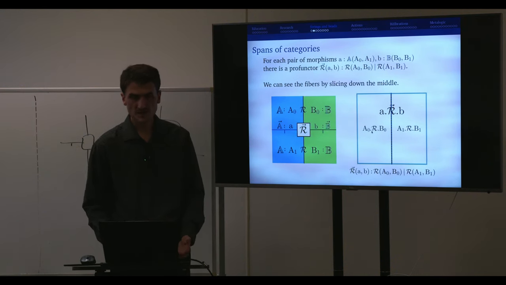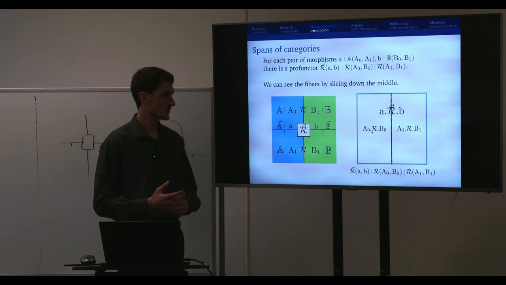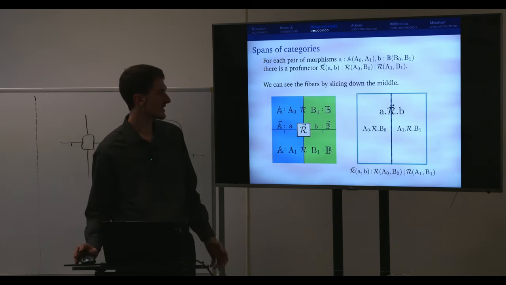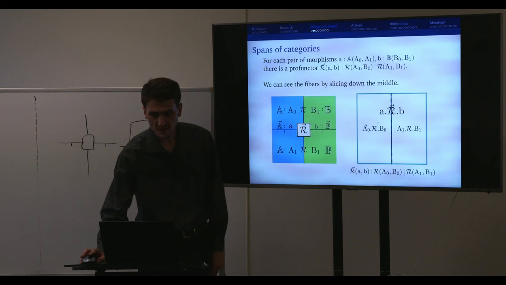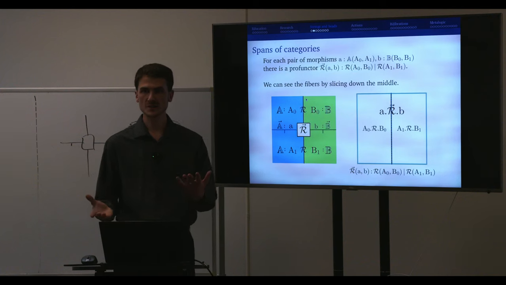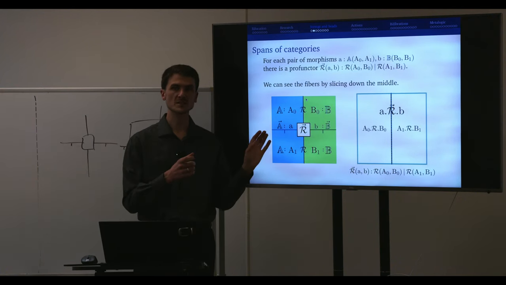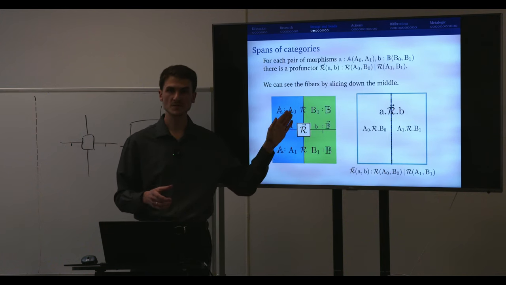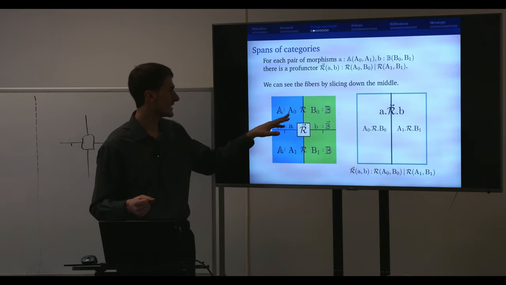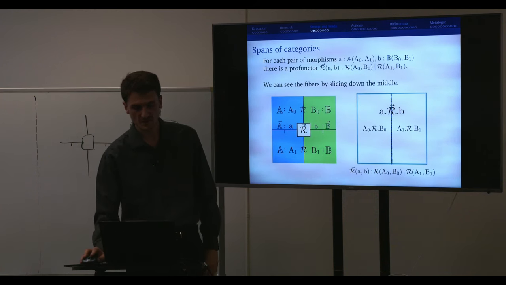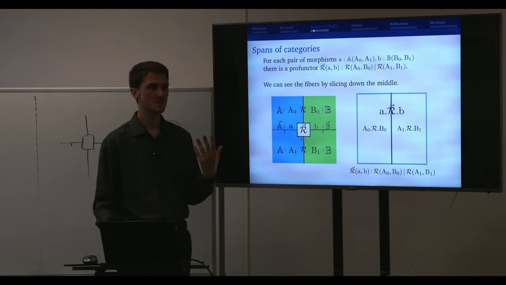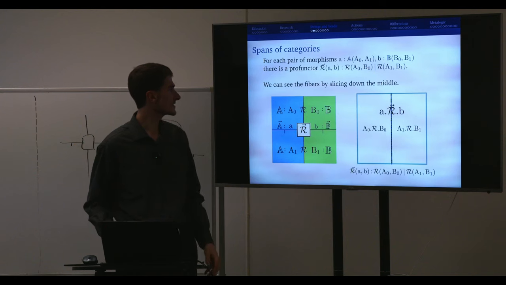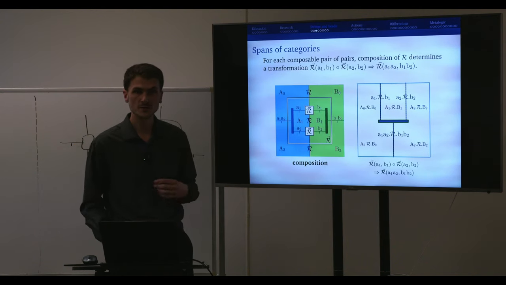So this is giving the data of a span of categories. We're breaking it up fiber-wise into fiber categories and profunctors between them. And as you can see, the objects of R, as we were just talking about, can be understood as implicitly representing horizontal morphisms of some double category. And the morphisms of R are implicitly representing some squares of some double category. So the data of a span of categories is two-dimensional. And then if we add structure to this data is when we enter the third dimension.